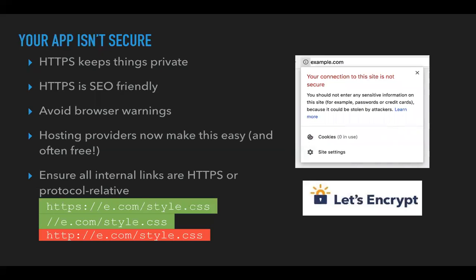Great. So now you've got your software on there, your app, but it's not secure. So HTTPS, that's the secure web protocol. It's protected by SSL. It keeps things private. It's also SEO friendly. Google gives you a boost if you're running HTTPS, or rather they probably give you a negative if you're not, is the way they think about it. These days you get browser warnings, like the one on the right, if you're not using HTTPS.